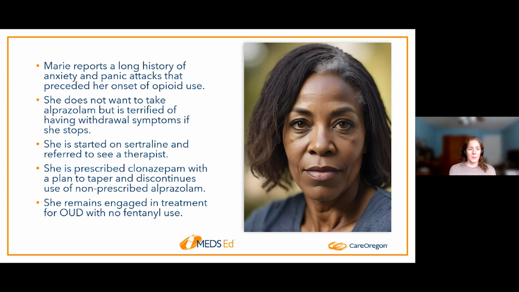If her goal is to come off of it, we're going to help her get off of it. So we decide to prescribe her clonazepam with a plan to slowly taper it. And she discontinues the non-prescribed alprazolam. She remains engaged in treatment for opioid use disorder, and she does not return to fentanyl use and is doing well the next time you see her.